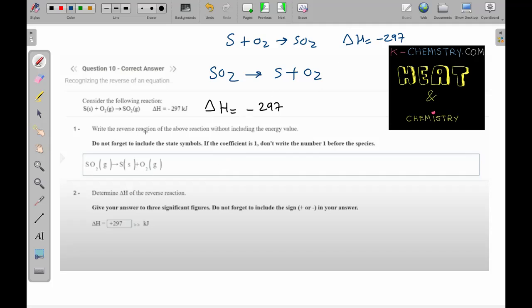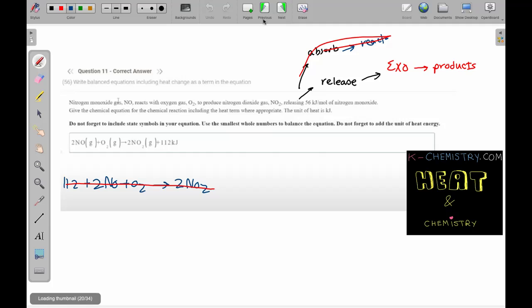Mister, if you reverse the equation, the value is reversed. So instead of negative 297 delta H, it will be positive, which means if you reverse any equation, you change it from endothermic into exothermic or exothermic into endothermic.